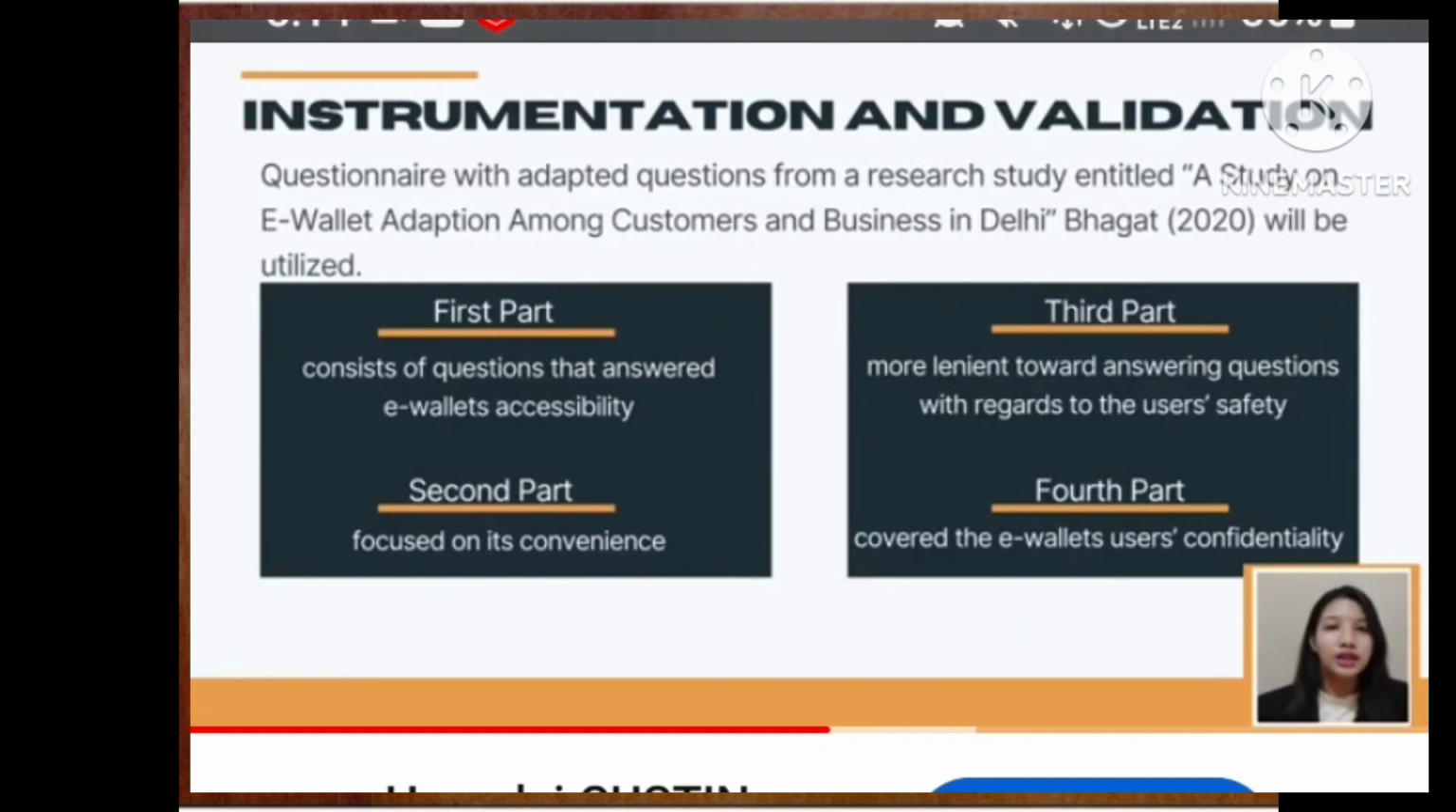Instrumentation and validation. Our instrumentation used a questionnaire whose questions were adopted from Baggett's study titled A Study on E-Wallet Adoption Among Customers and Business in Delhi. It contains closed-ended questions that the respondent can only answer if they strongly agree, disagree, or strongly disagree.